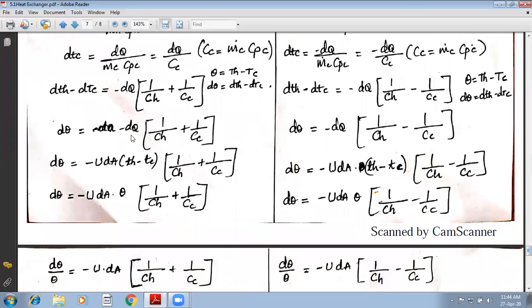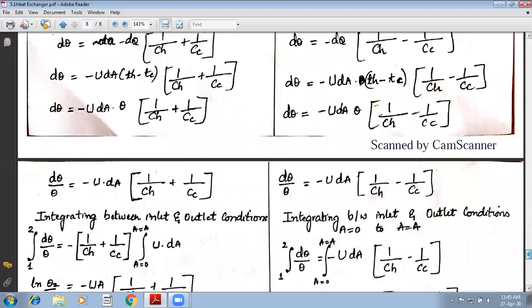Now before that, what is dq? dq is nothing but U into dA into Th minus Tc. We have considered this to be the first equation in the beginning, where U is the overall heat transfer coefficient, dA is the small elemental area, Th is the temperature of the hot fluid, Tc is the temperature of the cold fluid. Now I can write this as theta. So d theta is equal to minus U into dA into theta multiplied by 1 upon ch plus 1 upon cc.